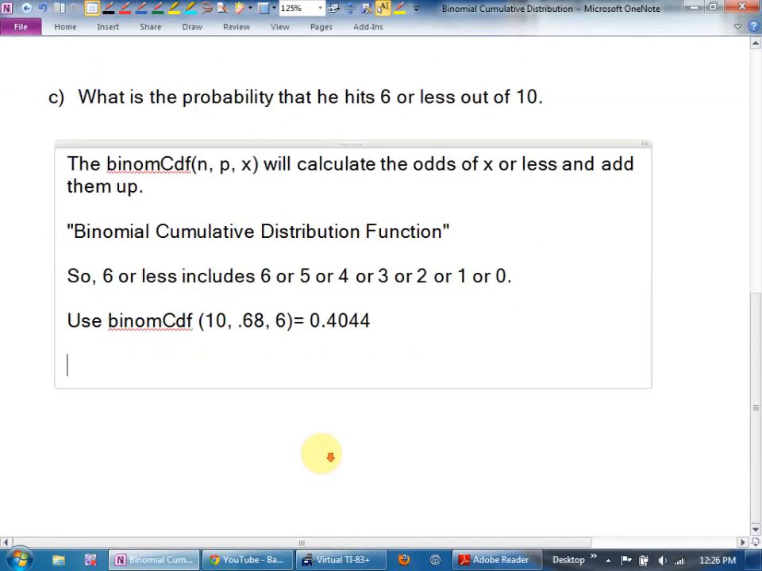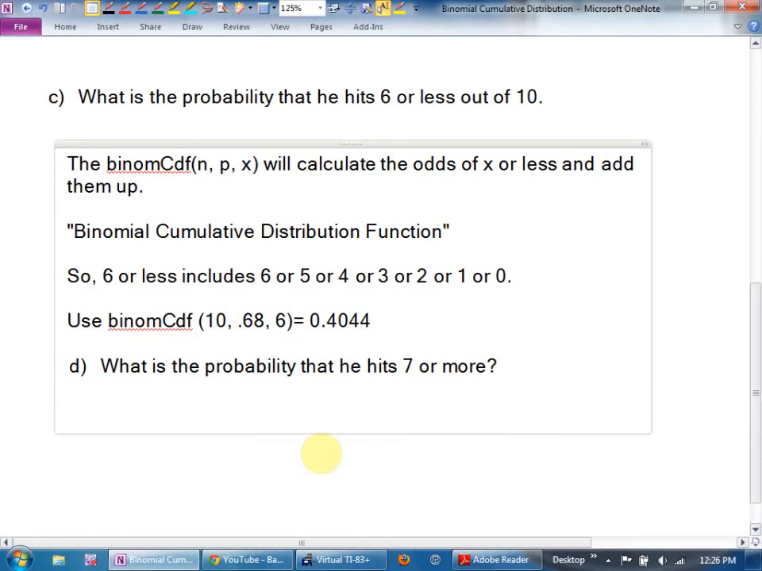Now, the question Brett wants to know then is, D, what is the probability that he hits 7 or more? Another way to phrase that, Megan, is at least 7. That means 7 or more. You cannot calculate 7 or more directly because the CDF always takes the number that you put in and goes less than. In other words, if you want to do an or more question, you have to use the complement. This is 1 minus 6 or less.